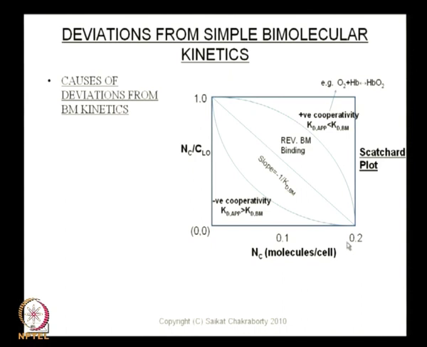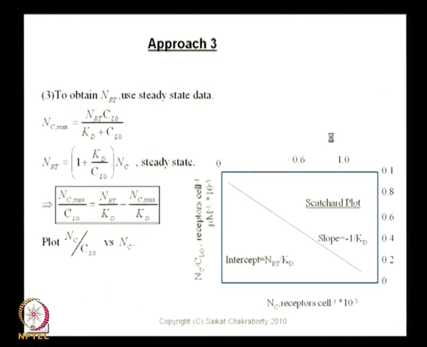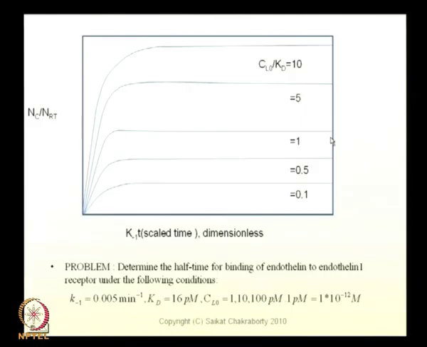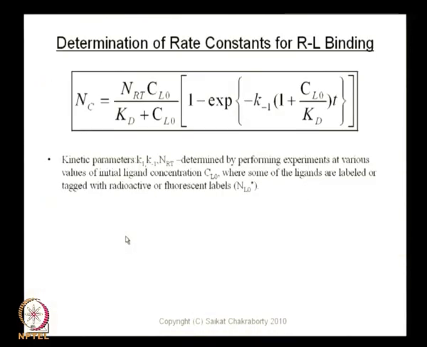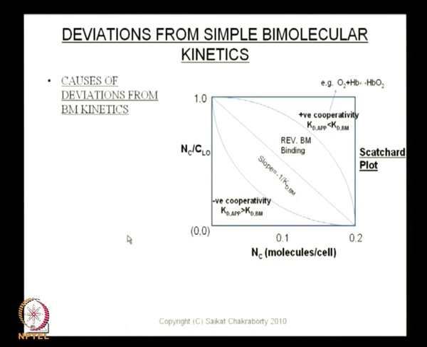This is a Scatchard plot again, NC over CL naught versus NC. This is a case where there is just normal bimolecular, BM represents bimolecular, reversible, REV BM, reversible bimolecular binding. So, this is the case where simple bimolecular binding is there. This is the case where positive cooperativity is there. KD is a dissociation constant. I think it's K minus 1 over K1, the dissociation equilibrium constant.